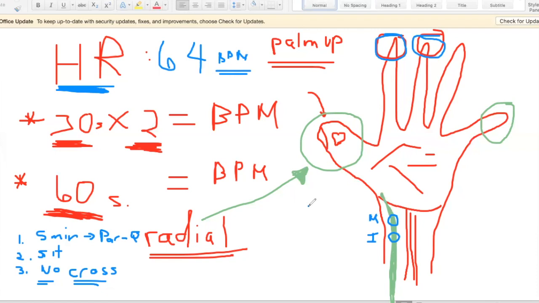So for instance, what I would do is I would put a chair here and I would sit in this chair. All right, legs. And I'm facing this direction while my subject is sitting here and they're facing in this direction, sitting in the chair.